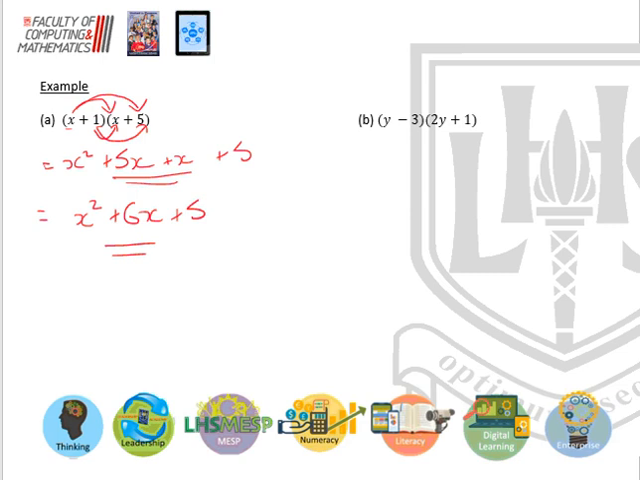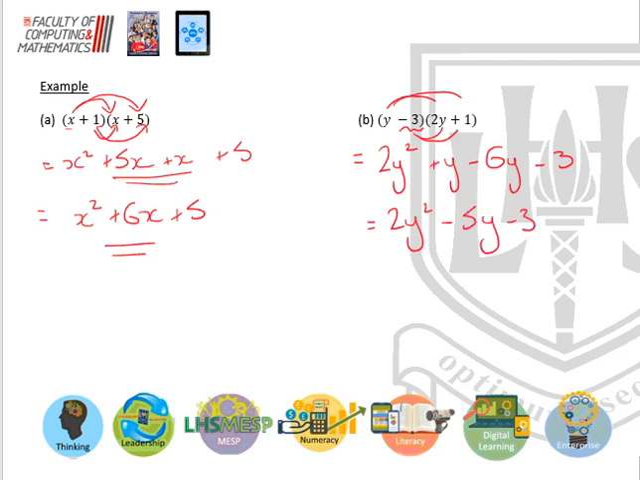And the second one here, firstly, your y multiplies by both things. So y times 2y is 2y squared. y times 1 is just a single y. Then you've got negative 3, be very careful of that negative, times 2y. So negative times positive gives you a negative 6y. And then negative 3 times 1 is negative 3. Okay, so 2y squared. The plus y take away 6y is a negative 5y, and then negative 3 at the end.